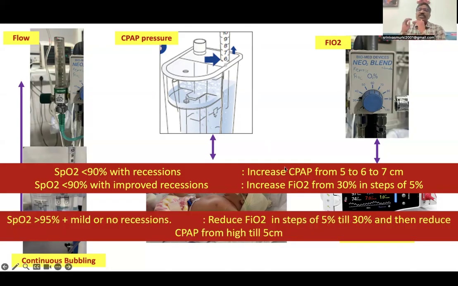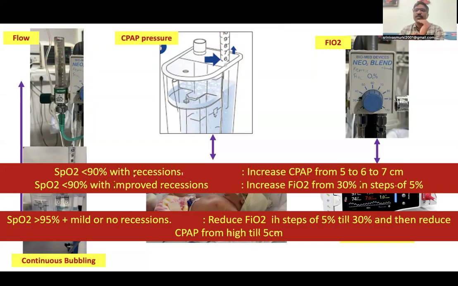Now, if your saturations are above 95%, then if there are no retractions, what will you do? First, come down on the FiO2. If you are on an FiO2 of 50%, keep coming down: 45, 40, 35, until 30. You come down in the FiO2 to 30% if your saturations are maintained between 91 to 95%.